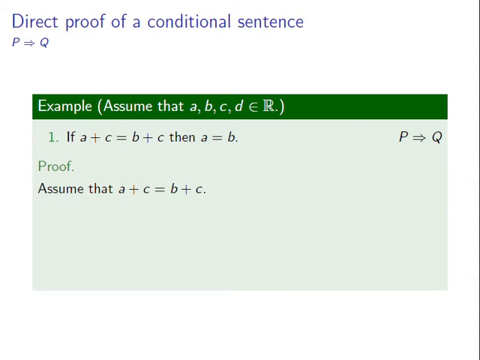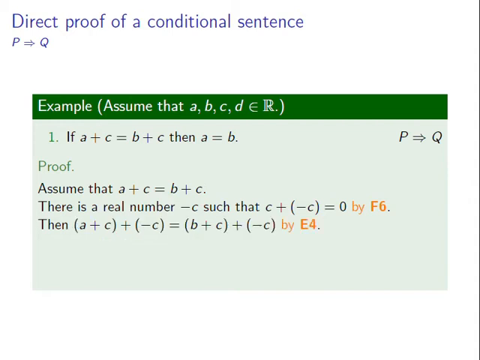Assume that A plus C equals B plus C. By the existence of additive inverse elements, which is axiom F6, there is a real number denoted by minus C, such that C plus minus C equals 0. Observe that we also applied existential instantiation in this step by calling this number minus C. Since minus C is a real number, it follows from the addition property of equality, which is axiom E4, that adding minus C to A plus C and to B plus C produces equal numbers.